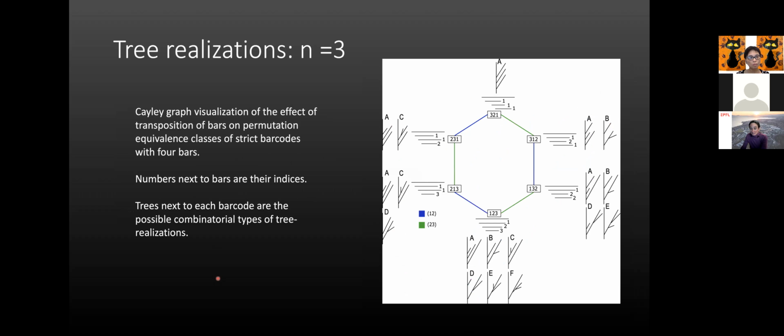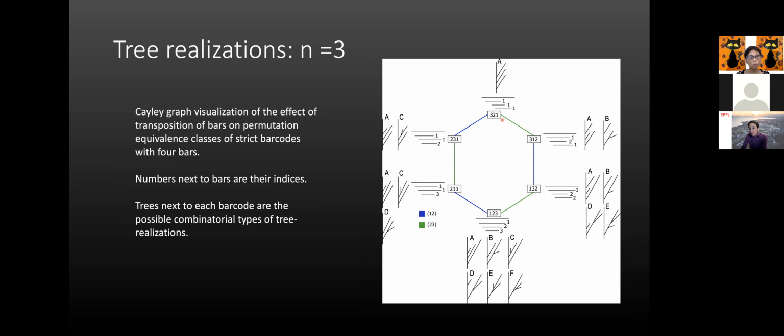One nice way to see this, if you like group theory a bit, is to look at the Cayley graph of the symmetric group. So here we're looking at the case n equals 3. So we have 3 bars besides the longest one. So the associated symmetric group is S3. And in the Cayley graph, the colors here are saying which transposition we're applying to move between the different permutations.